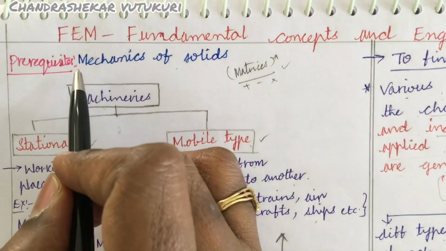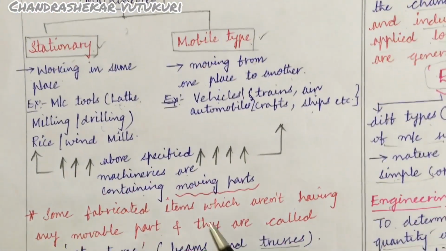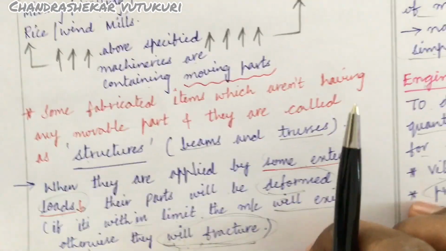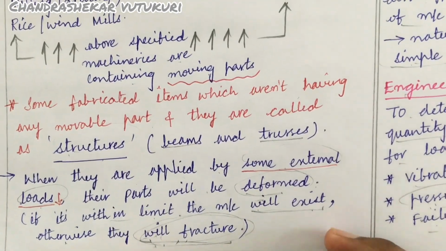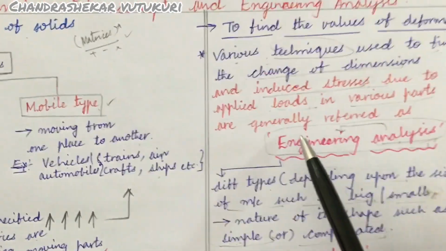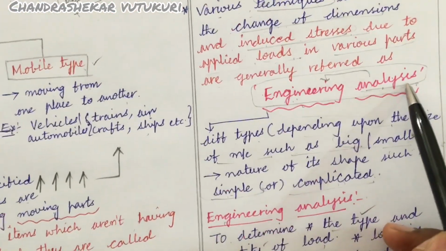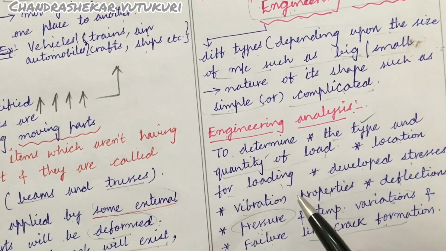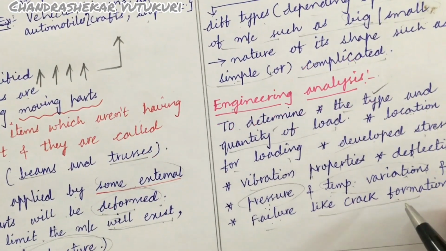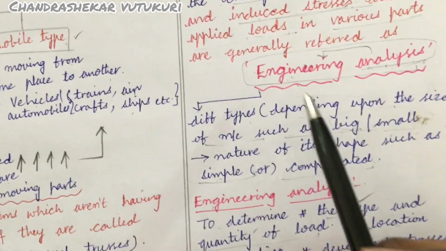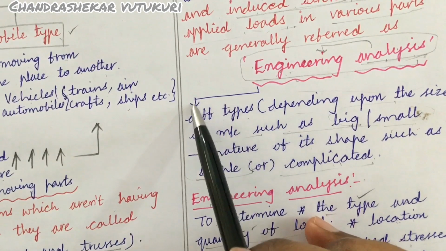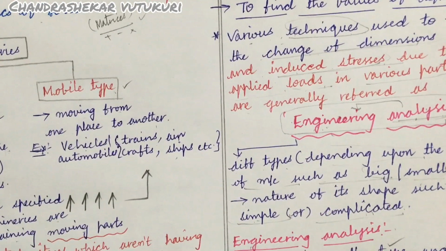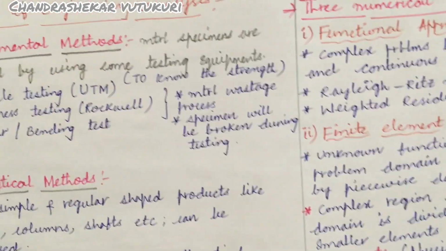In part 1 we discussed what the different types of machineries are, where the loads are applied on them, what the external loads applied are, as well as where it is going to deform and where it is going to fracture. Related to that, we discussed the definition of engineering analysis, and how to determine the engineering analysis based on location, load, vibration, pressure, temperature, as well as crack failure. I told you in the previous class that we are going to define the different types of engineering analysis. If you haven't gone through the part 1 lecture on finite element methods, please go through it so that you are able to understand here, dear students.